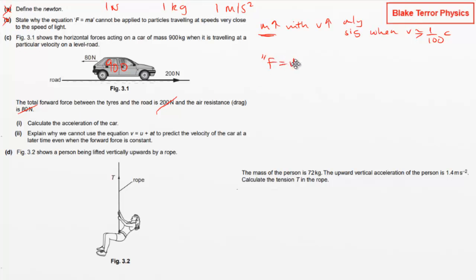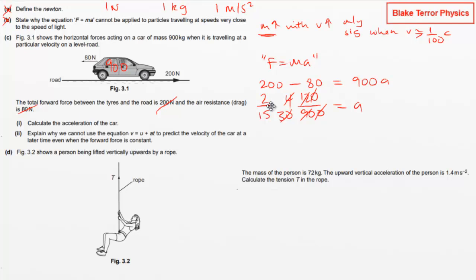So F equals ma, again, so we've got 200 minus 80 equals 900 times a, so 120 divided by 900 equals a. So this isn't much of an acceleration we've got going on here. And we could take 3's out of this, so 4 over 30. So 2 over 15. I mean, it's really dropping down now. That's our acceleration, 2/15.